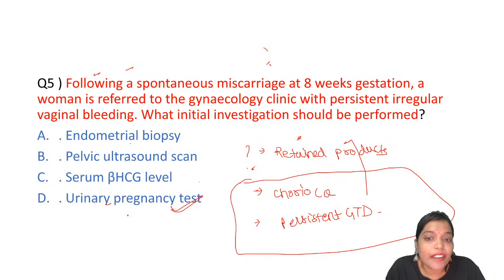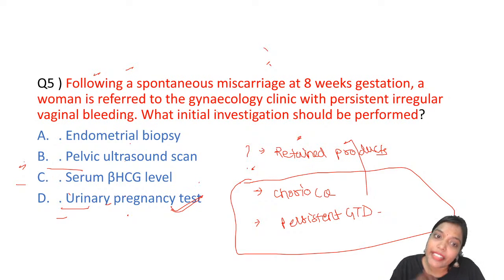See, I have to rule out both of them. I actually will do pelvic ultrasound as well as UPT, both. But which one I'll do first? See, UPT can be done in a minute here in the OPD itself. For scan, I have to take her to the scan room and all. So first I'll do UPT and then I'll go for an ultrasound scan. So which initial investigation should be performed? It is the UPT. Very good, Sayan. You're correct. So we have to rule out the choriocarcinoma and persistent GTD. So for that I'll do the UPT.